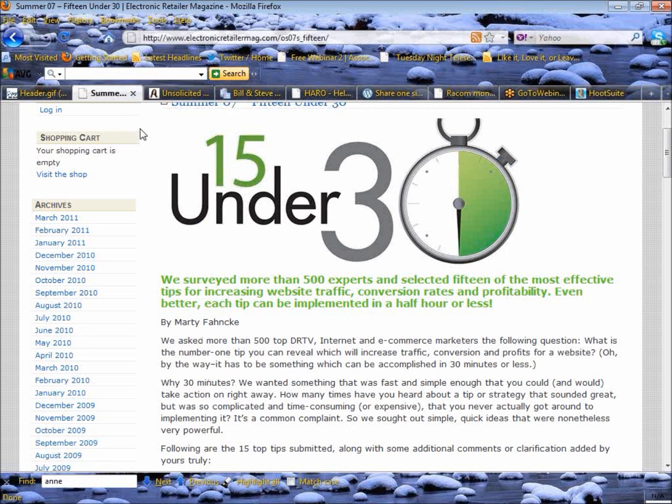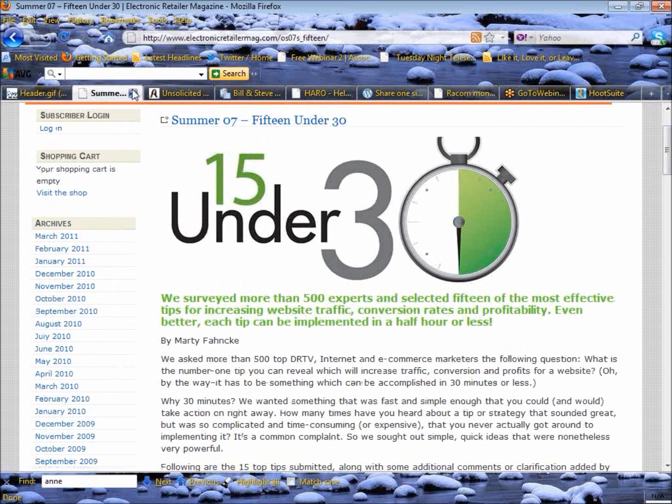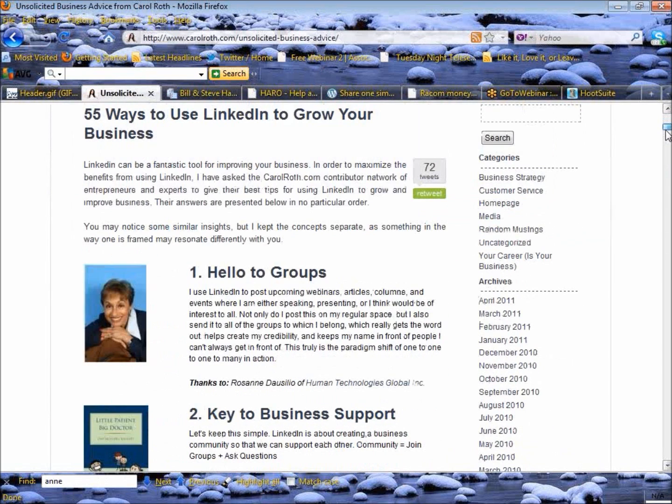So I took the anthology theme and wrote some articles, and I've used it a few other times, but this is an example of one of the very first times I used it, back in 2007. And recently, in the last couple of weeks, I was approached to write a tip by Carol Roth, who has a very successful blog, and it was called 55 Ways to Use LinkedIn to Grow Your Business. This is an anthology blog post. So I showed you an example of an anthology book.